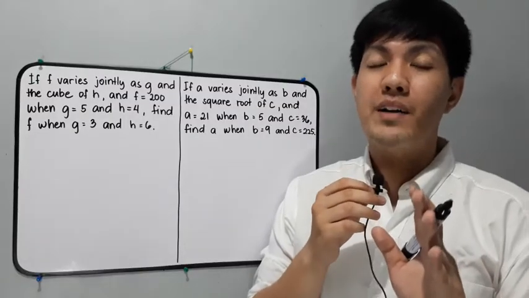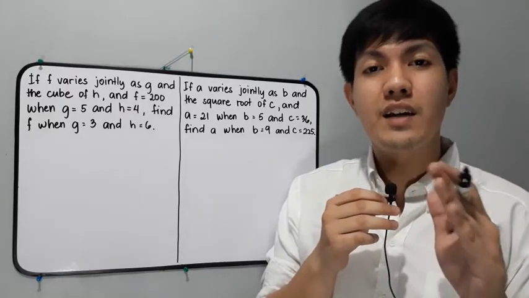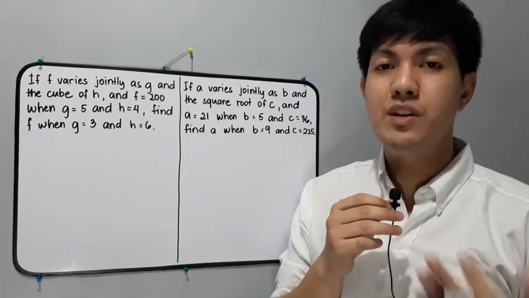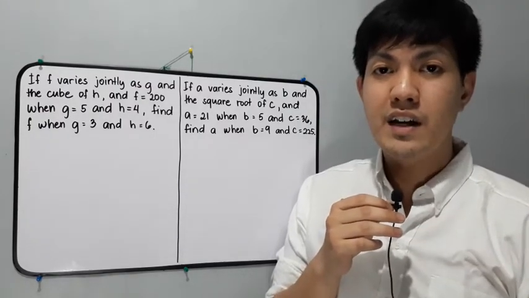This is the final part of our topic, solving joint variation. Just like in solving direct and inverse variation, joint variation has also the same procedure. Let's review first the steps in solving variation.